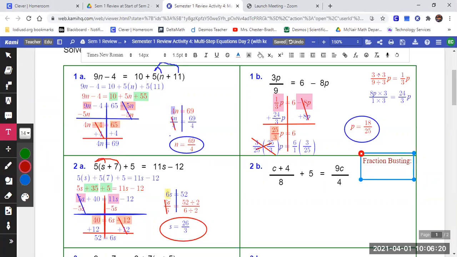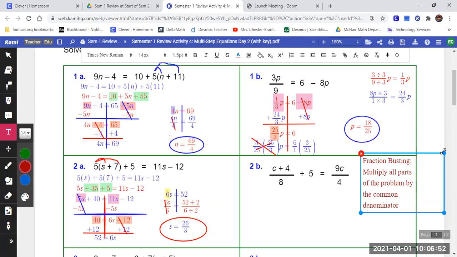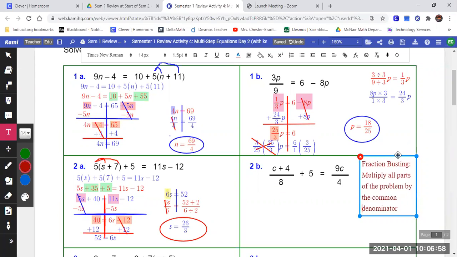With fraction busting, you are going to multiply all parts of the problem by the common denominator. Okay, you are going to multiply all parts of the problem by the common denominator. What's going to happen is all the fractions are going to disappear. It makes it really nice. That's the whole goal.